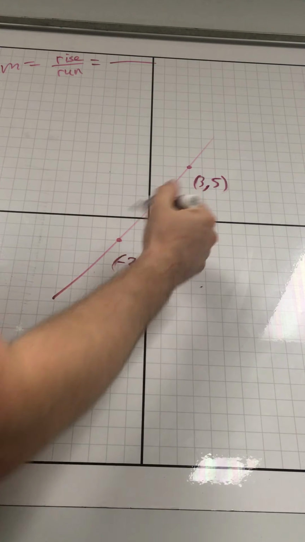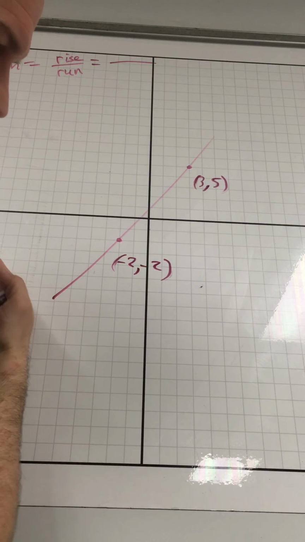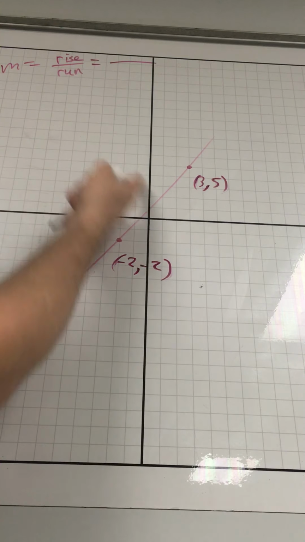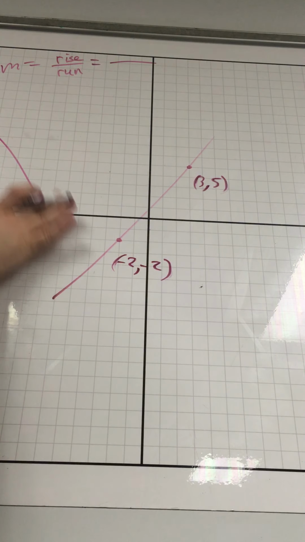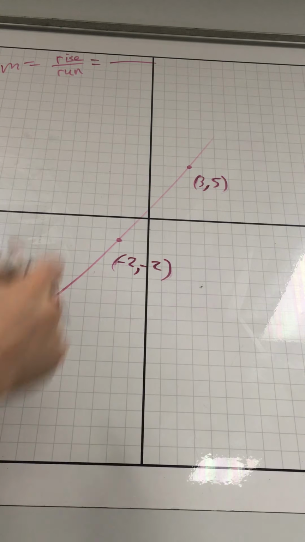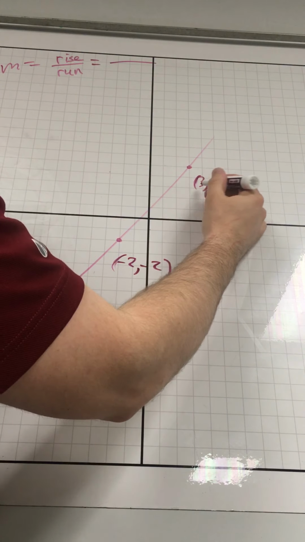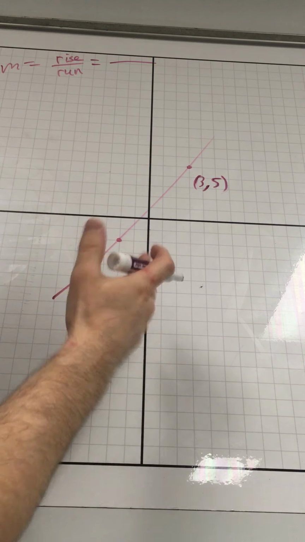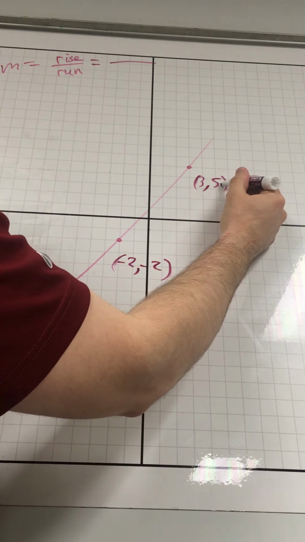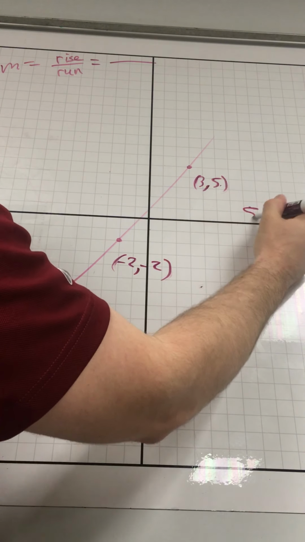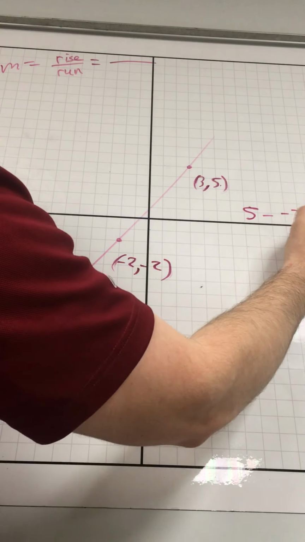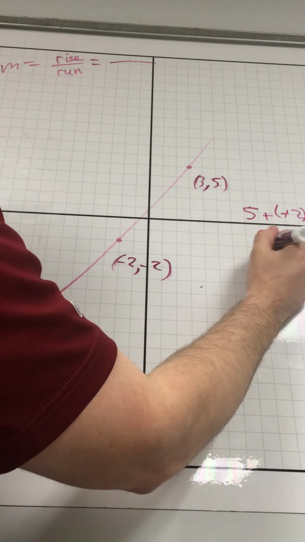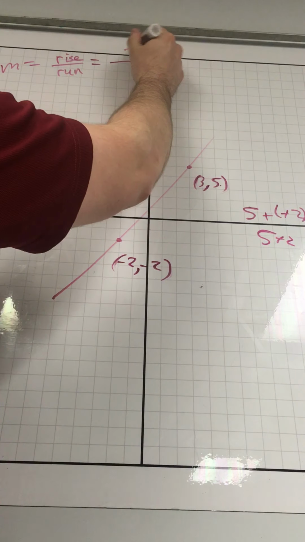Anyway, this is a positive slope because it's going up if we move from left to right. This line is going up, so it's a positive slope. If it were going down like that, it would be a negative slope. So this is a positive. You will need to find the change in rise, which is the change in the y coordinate. So let's look at the change in y here. 5 minus -2. We know subtraction means to change the sign of the subtrahend and add, so that's 5 plus 2, which is 7. So our rise is 7.